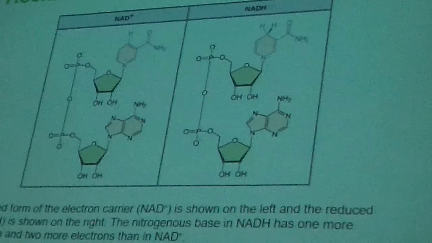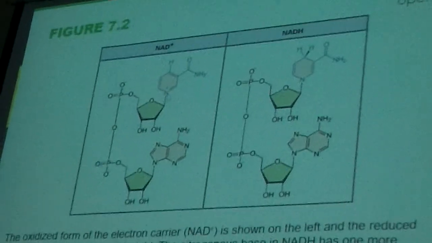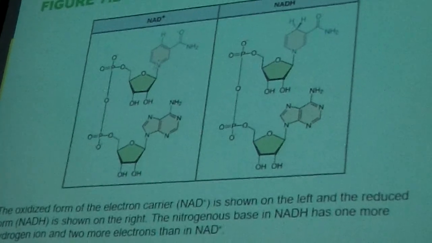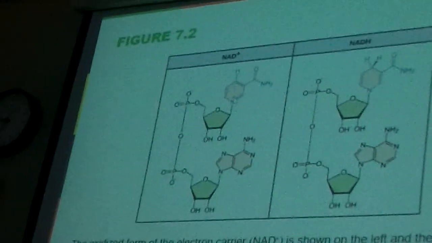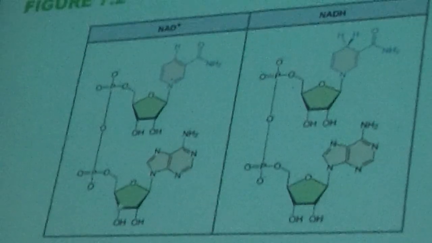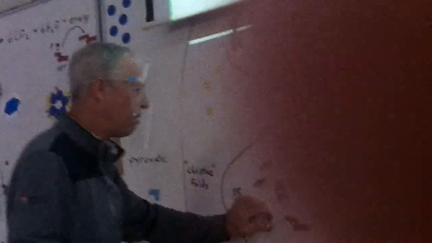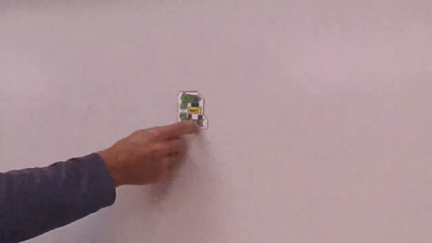And what this NAD does is it has a positive charge. Can you see that little plus? This is an electron acceptor. It's positively charged. It'll float around. I have a model of it right here. Here's what NAD looks like on my magnets. Let me turn the light on so you can see it a little better.